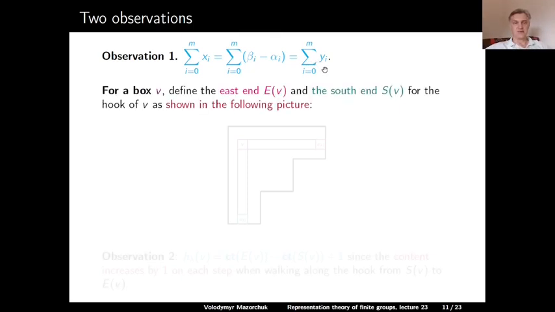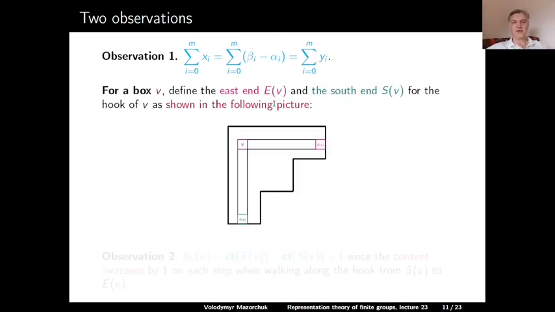The next definition. For a box V, define the two boxes E(V) and S(V) as follows. We consider the hook of V, and the box E(V) is the east end of the top row of this hook. And then the box S(V) is the south end of the leftmost column of this hook. So if V is here, then E(V) is here and S(V) is here.